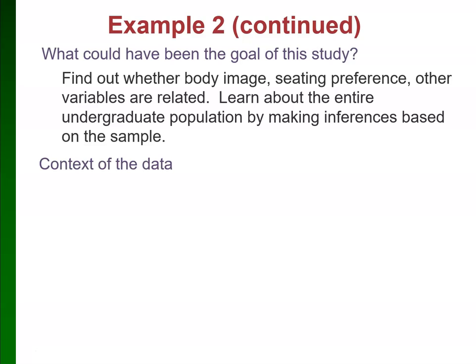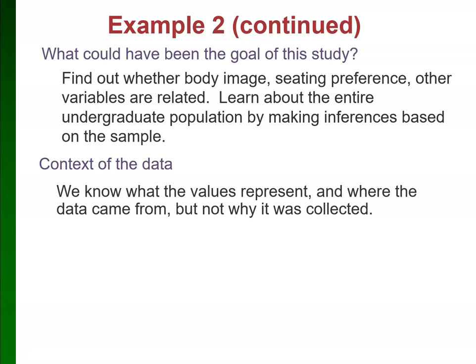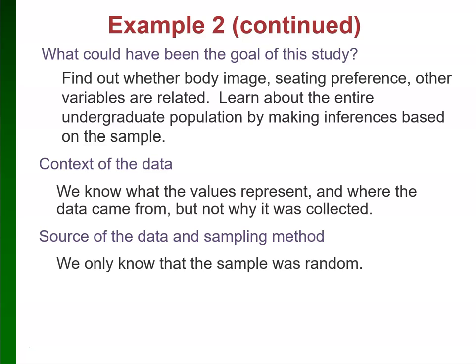Now let's think about some of those factors that we discussed earlier. The context of the data. We know what the values represent and where the data came from, but not exactly why it was collected. We can make an educated guess, which is what we were doing when we were talking about the possible goal of this study. The source of the data and the sampling method: because the information in StatCrunch was pretty vague, the only thing we really know is that the sample was random and that it came from a major university.